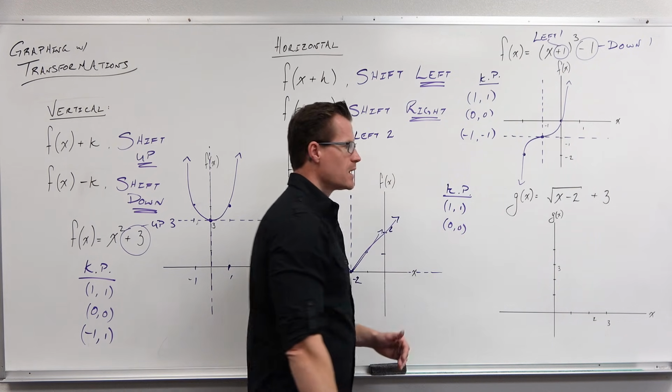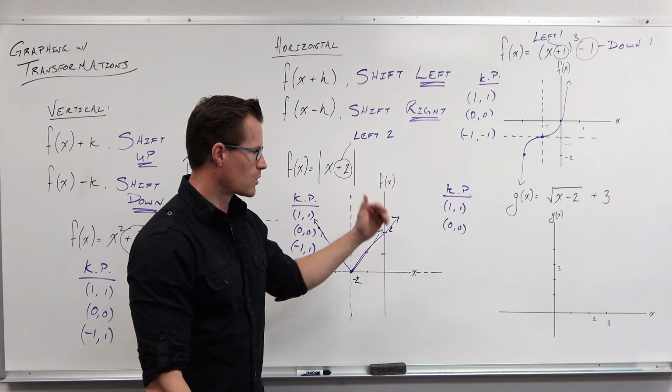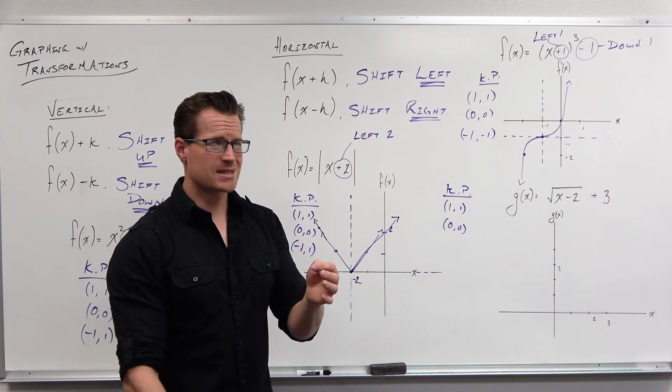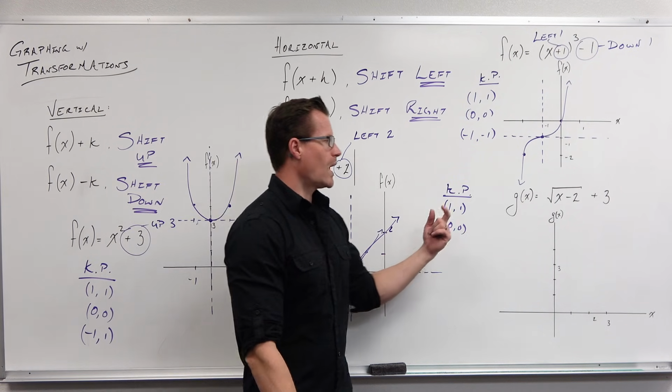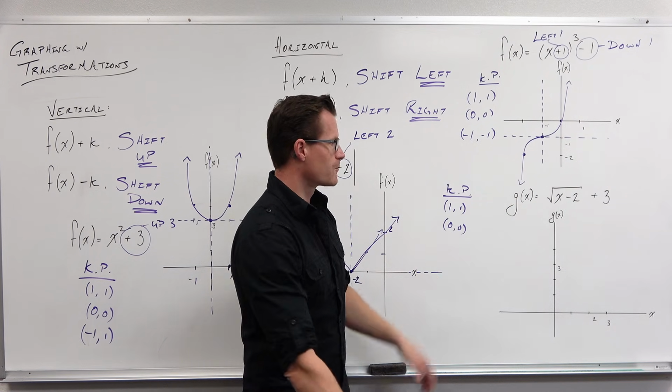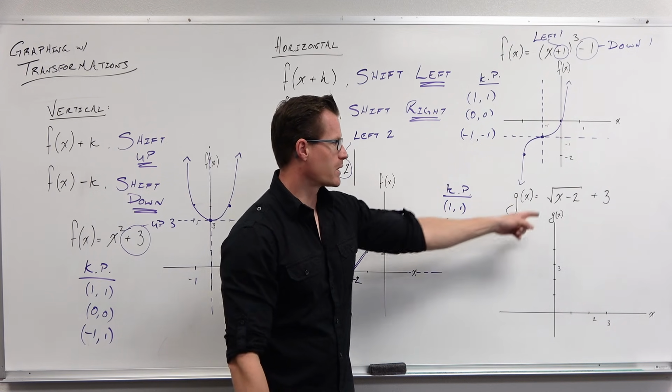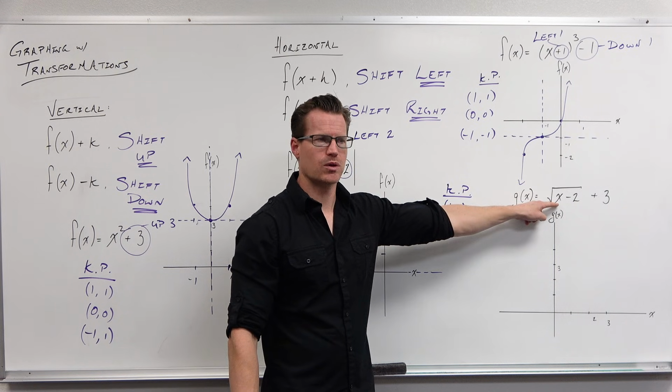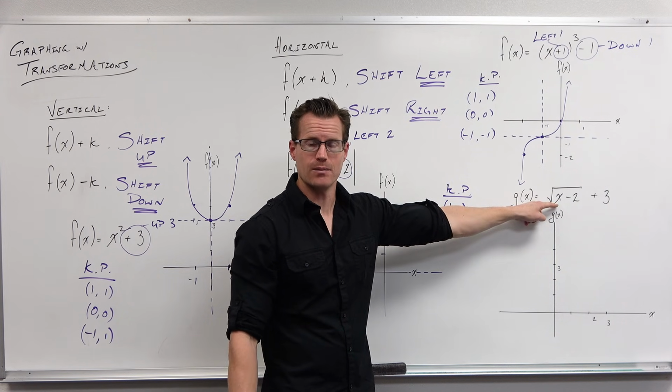There are no negatives that are allowed in your square roots. That means not necessarily that you can't plug in negative numbers, but I can't plug in any value that's going to give me a negative number inside. So, for instance, I can't even plug in 1 here. I can't plug in 1 because 1 minus 2 is negative 1. That'd be a problem.